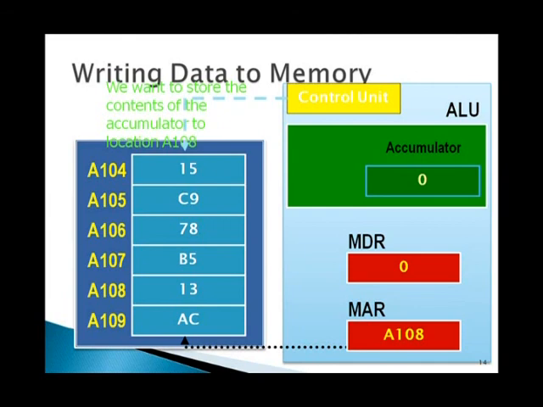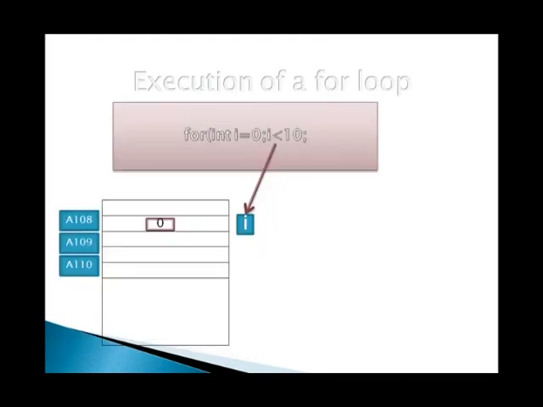The next step is the MAR register selects the current location, that is A108, from main memory. Then the MDR register stores number 0 in the A108 location. Now we have successfully created an integer type variable I, and that address is A108, and we have stored number 0 in that variable.